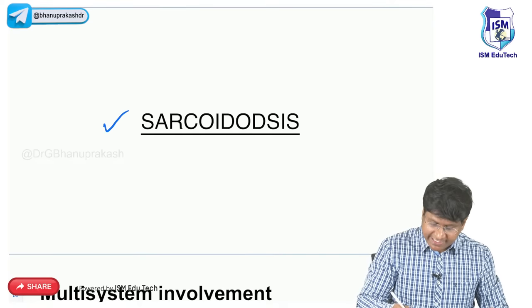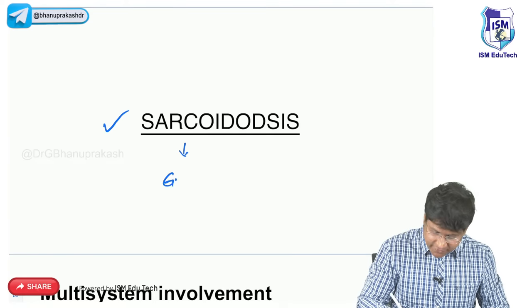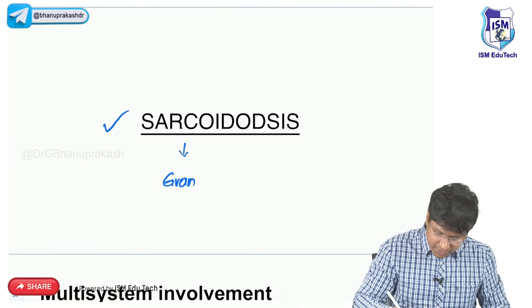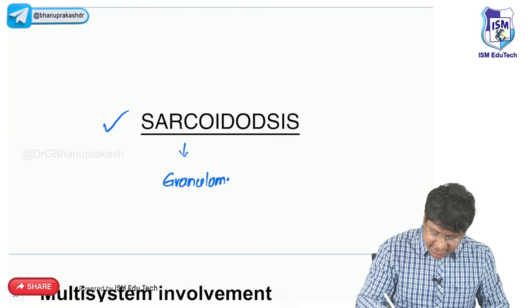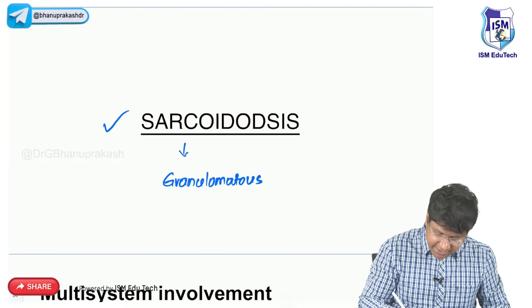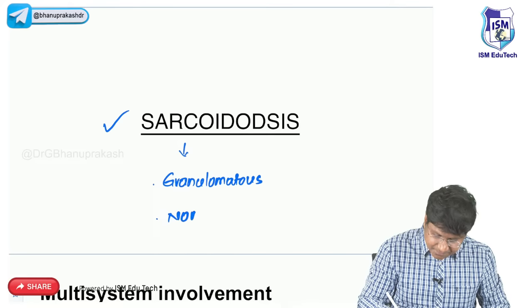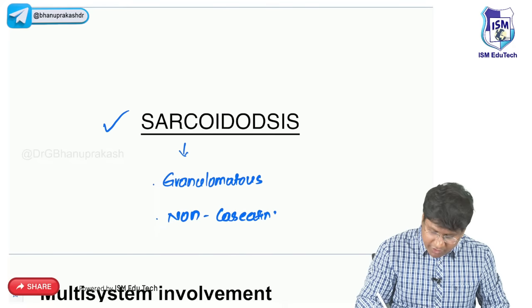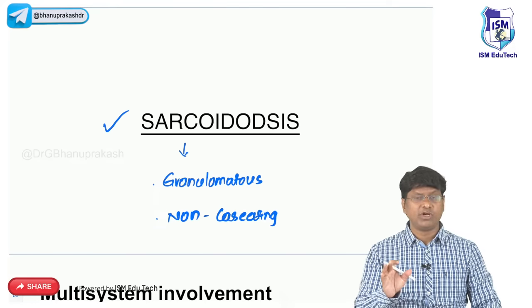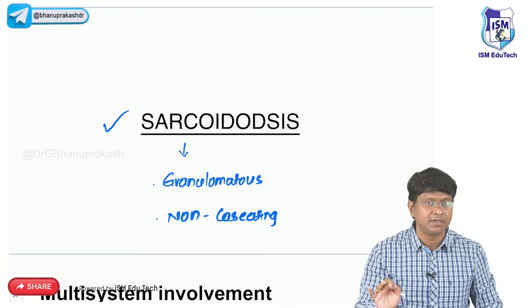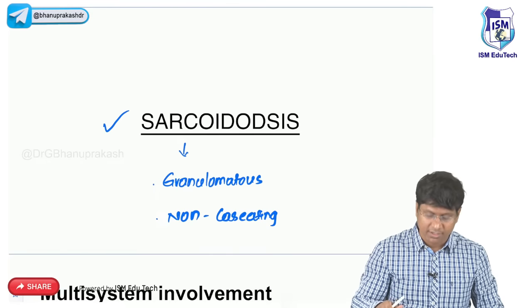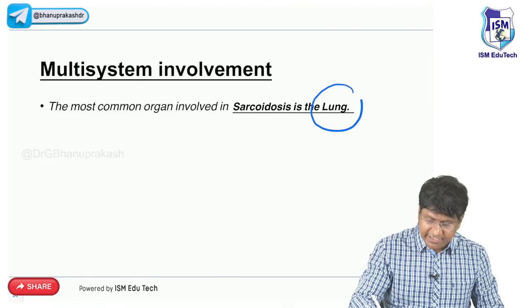Okay, so the type of inflammation will be granulomatous inflammation, and the type of granuloma will be non-caseating granuloma. So what will be the presentation of the patient? What is the most common organ affected in sarcoidosis? This is a multi-system disorder, right? The most common organ affected is the lung.